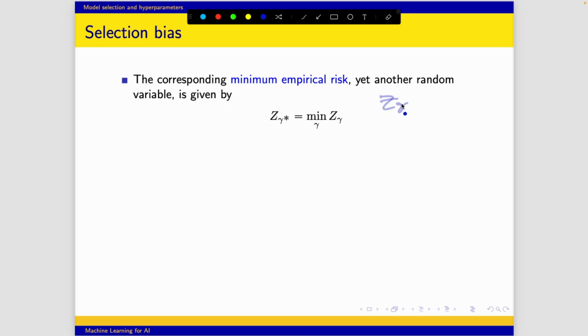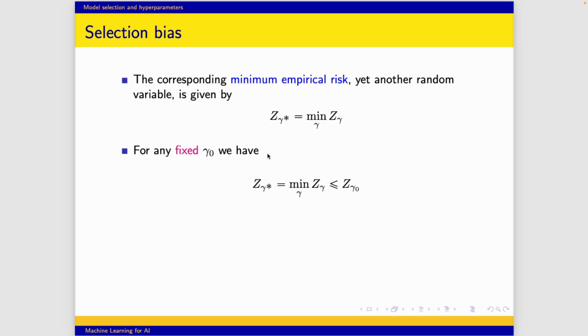as z of gamma is equal to the empirical risk of the ERM solution. Right? And we pick gamma star as the one that minimizes this over gamma. Let's put the gamma in there. The one that minimizes this over gamma. Right? So that's gamma star. And so by definition, the minimum of z gamma will be the one corresponding to gamma equals gamma star. So z gamma star.